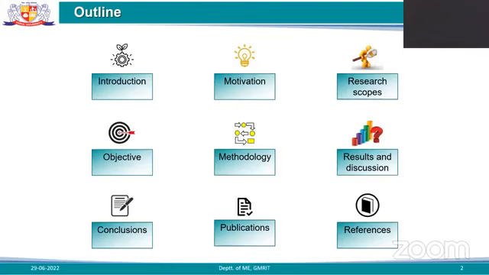Then I will show some research scope, some areas where researchers can carry out their entire PhD or research work, and they can spend their whole life in this field doing many researches. Then I'll focus on one particular objective in this field which I have already carried out, and I will show how it was carried out and what results we obtained. Then we'll conclude the session, show the publications I got in this field, and as per formalities, show the references.